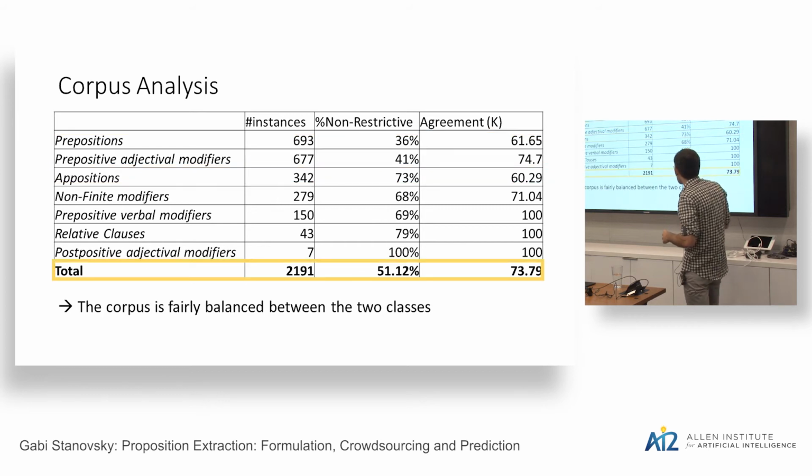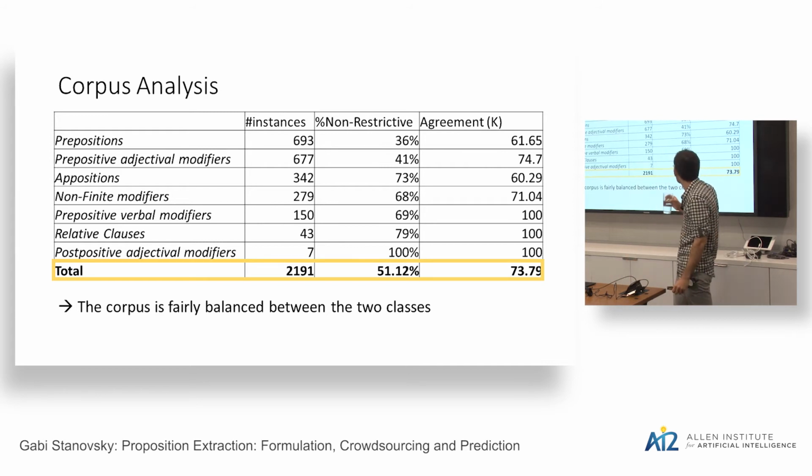But overall, I think that a nice property of the corpus is that we have a fairly balanced split between the two classes. So if we look at the entire corpus, 51% is non-restrictive, and the other 49, 48% something, yeah. Really got 100% agreement on relative clauses? It's just that it's very small, I think. Right, but still, I mean, you had 5 annotators. Yeah, so apparently the instances themselves were very easy. Okay.